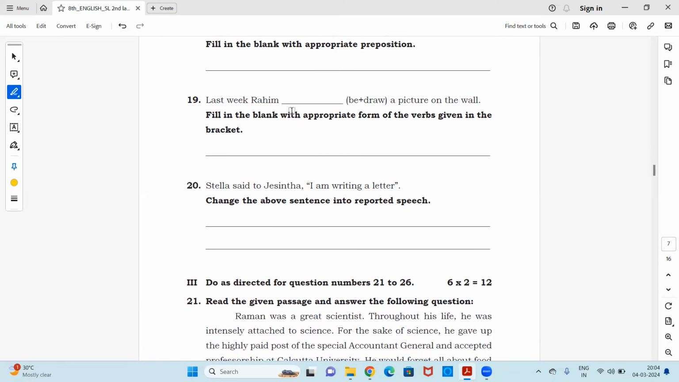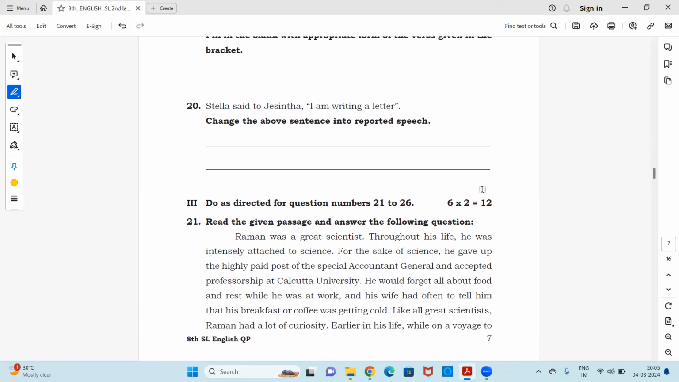Next, last week Rahim dash a picture on a wall. Draw is the hint given. Fill in the blanks with the appropriate form of the verb given in the bracket. Last week Rahim was drawing a picture on the wall, or had been drawing. It will be had been drawing because it's last week, right? It's past, so it would be had. Last week, Rahim had been drawing a picture on the wall.